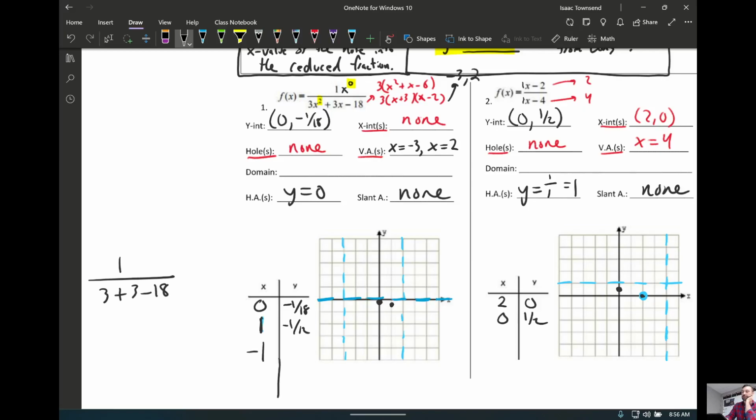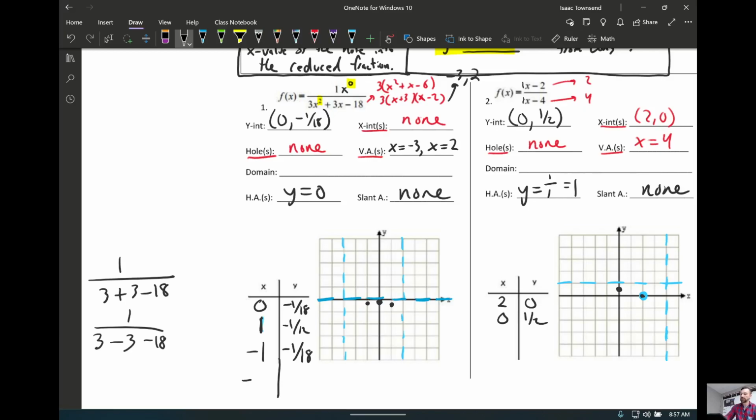Again, there's nothing wrong with finding a bunch of points. Honestly, if anything, that's going to add to your confidence here. But let's try plugging in negative 1. 3 times negative 1 squared would be 3. 3 times negative 1 would be negative 3. So it looks like plugging in negative 1 gives us negative 1/18. Okay, I lied. So I think we need maybe one more point.